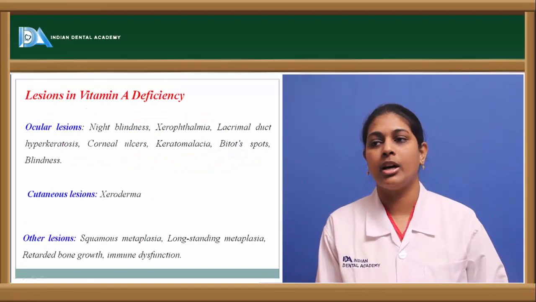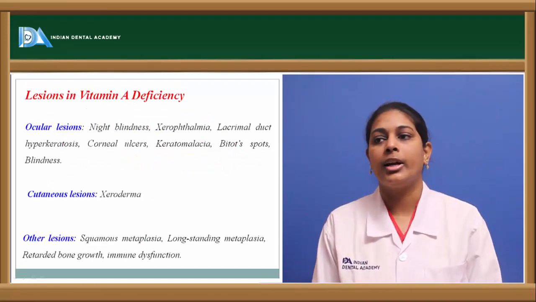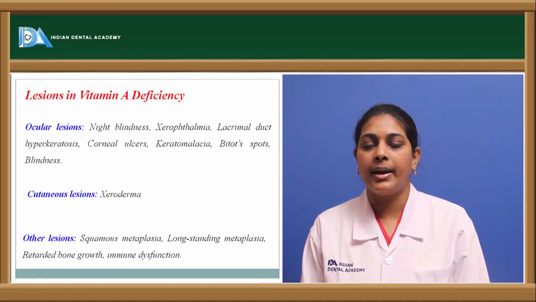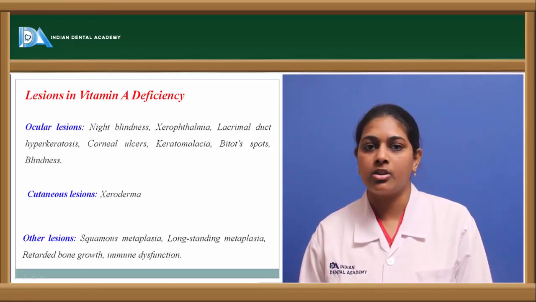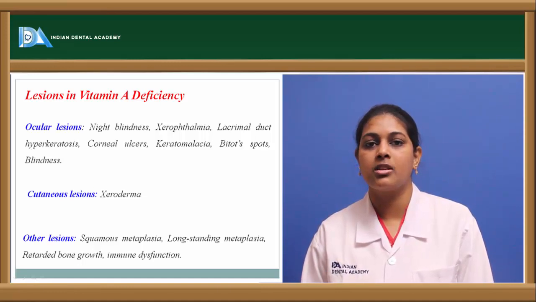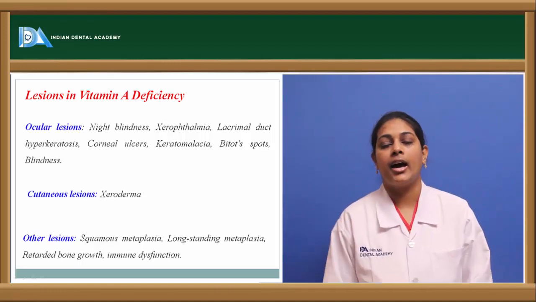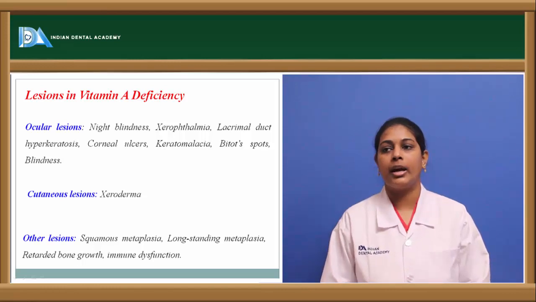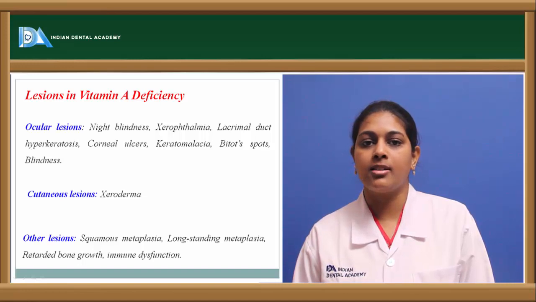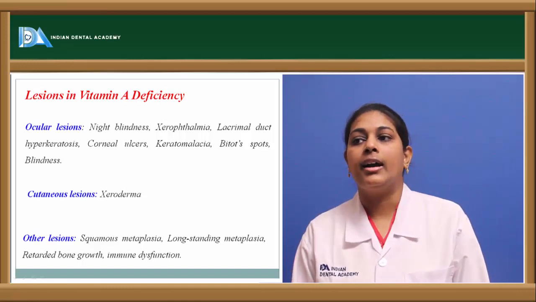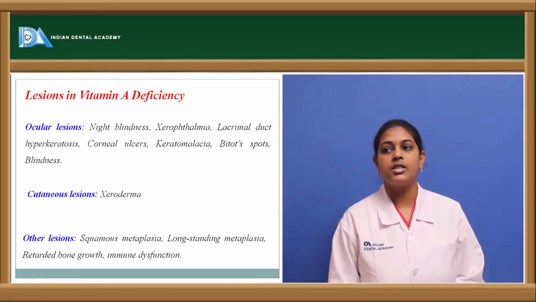Coming to the lesions associated with vitamin A deficiency. As already mentioned, it helps in maintaining vision by controlling the pigments present in the cones and rods of the eyes. Any deficiency in vitamin A might result in night blindness, and it also causes xerophthalmia, that is dryness and scaliness of the sclera or conjunctiva. Lacrimal duct hyperkeratosis is also seen, where the lacrimal duct shows increased keratin production, and corneal ulcers are also one of the features.